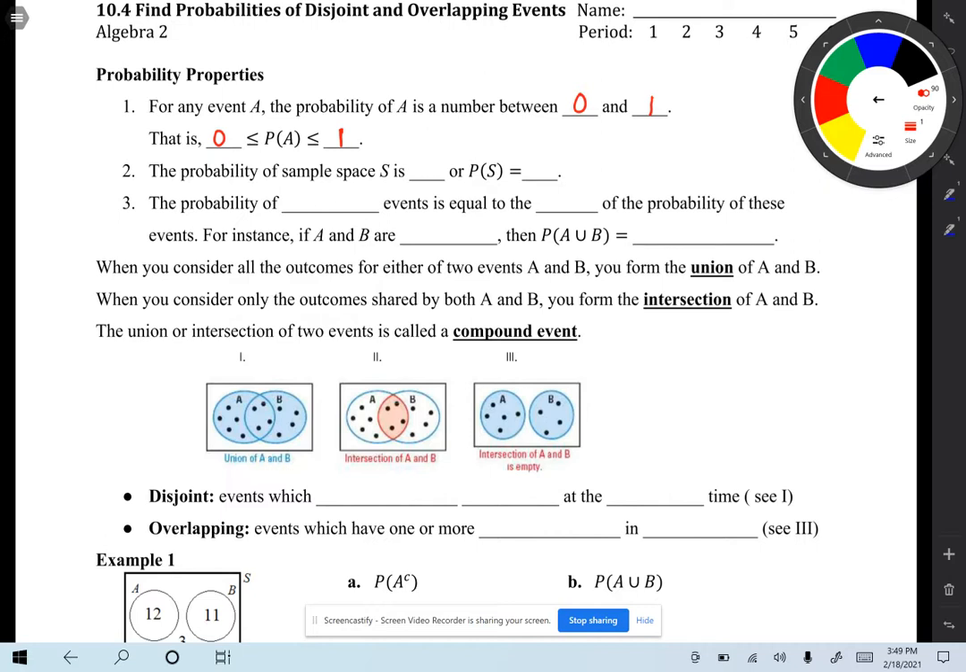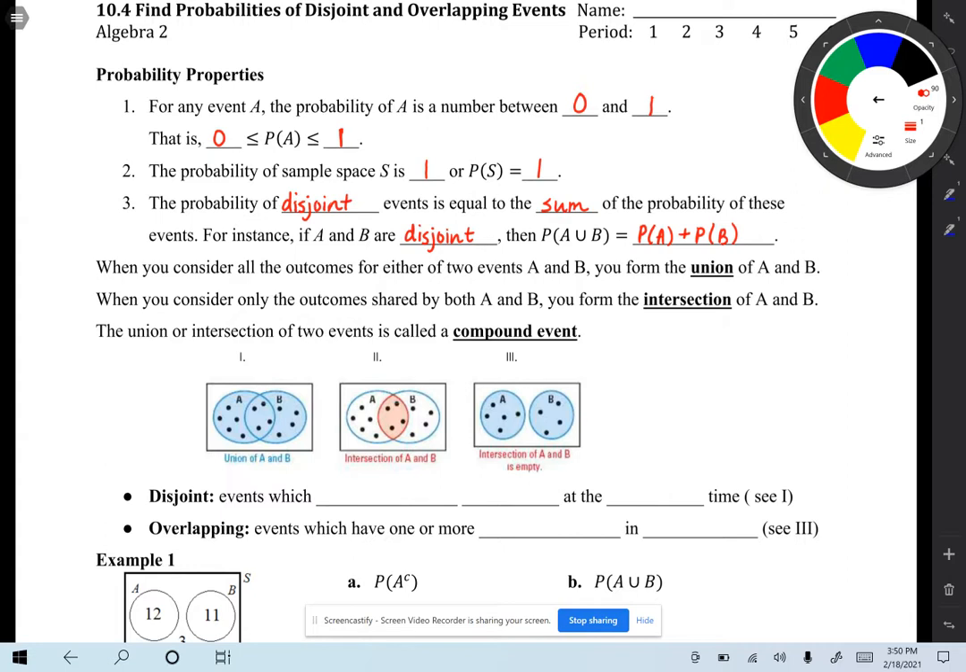The probability of sample space S is 1, also noted as probability of S equals 1. The probability of disjoint events is equal to the sum of the probability of these events. Now, disjoint events cannot happen at the same time. So if A and B are disjoint, then the probability of A or B is equal to the probability of A plus the probability of B.